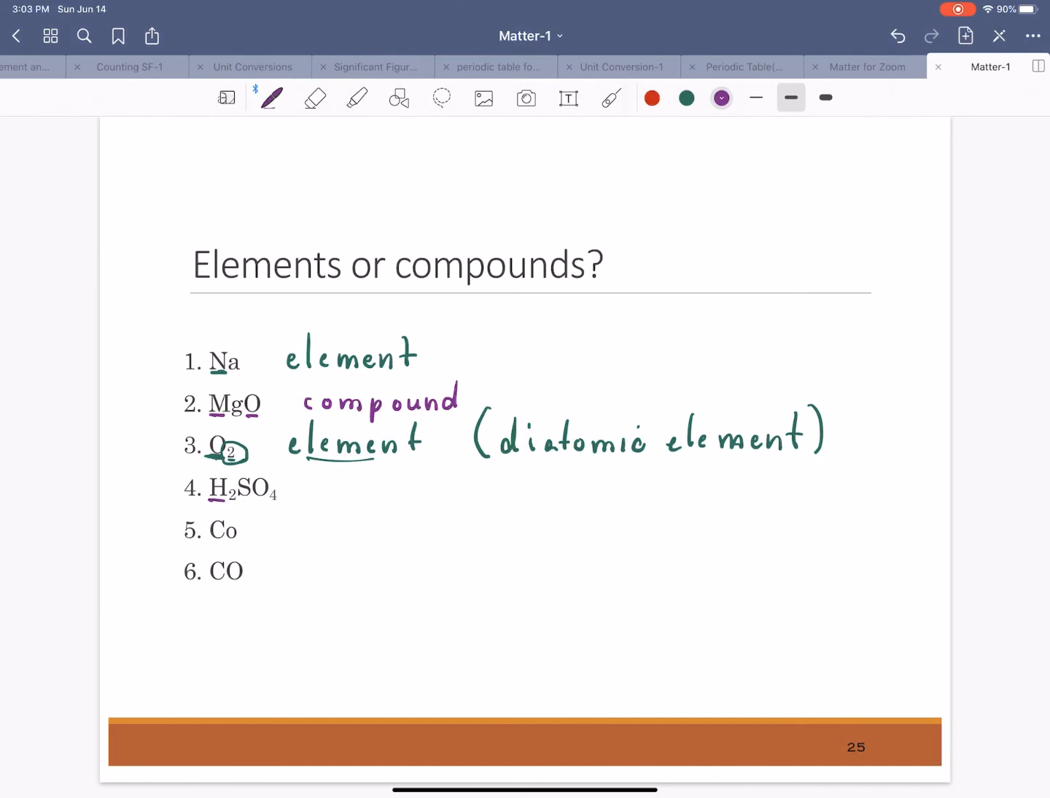Okay, here we have hydrogen, sulfur, and oxygen. 2 hydrogens, 1 sulfur, 4 oxygens, all combined together, that's a compound. 5 and 6 look very similar. 5 is an element, one capital, that's cobalt. 6 is a compound, carbon monoxide. So it is really important that you make it clear if the second letter is capital or not.